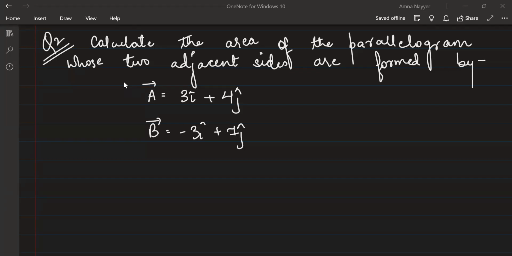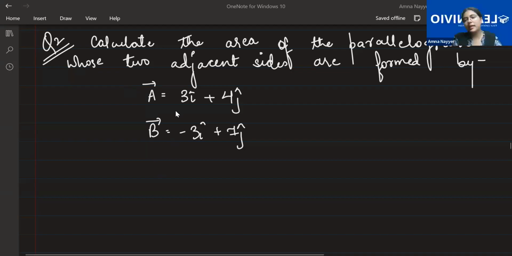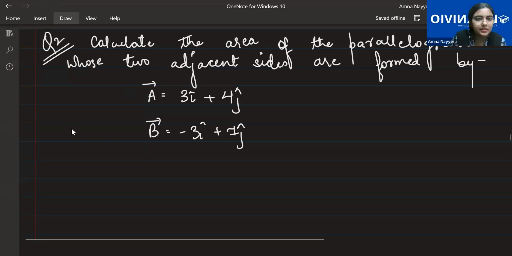I got 33 units square. Yes, that's correct. 33 unit square. Okay, 33 unit square is the answer. That's right. Okay, one more question is there which is important.